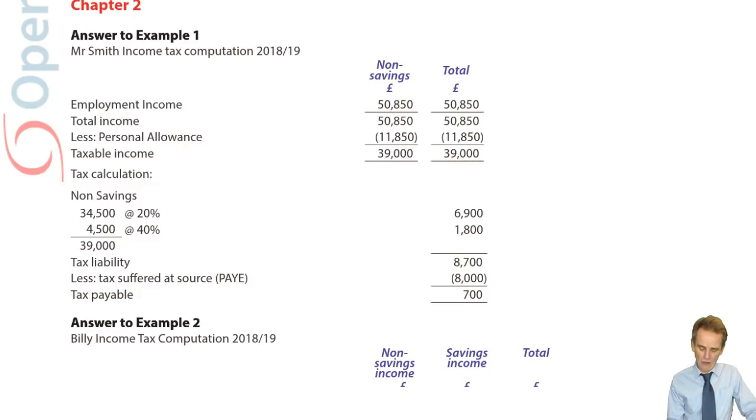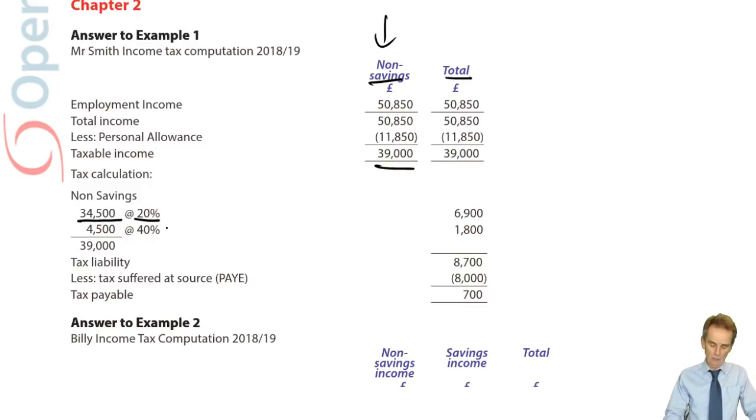But just to get used to that structure, we've got the non-savings, we've got the total. If you're doing an OT question, you're not doing the full computation as in a Section C question, then that's all you need. Take away the personal allowance, get your taxable income, as we knew, 39,000. That is more than 34,500, so only the first 34,500 of it is assessed at the basic rate, which for non-savings income is 20%, and that, all being well, is £6,900.